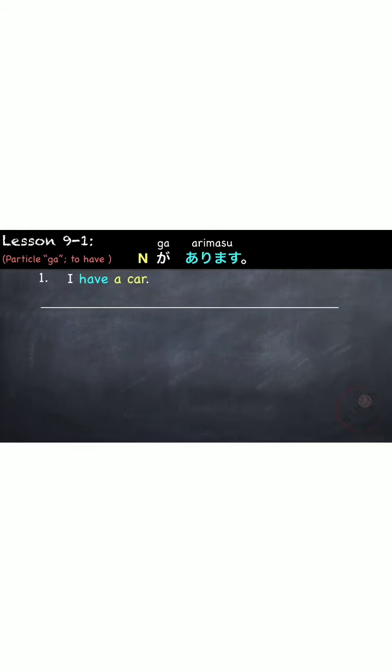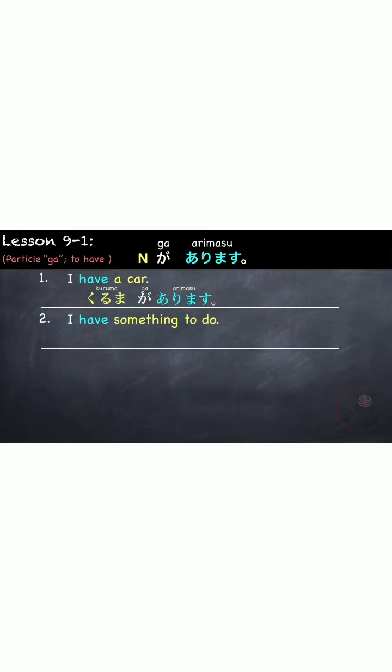For example, I have a car. Our noun is a car, kuruma, followed by the particle ga, and then the verb arimasu, to have. Kuruma ga arimasu. I have something to do. Something to do is yoji, followed by the particle ga, and then the verb have.